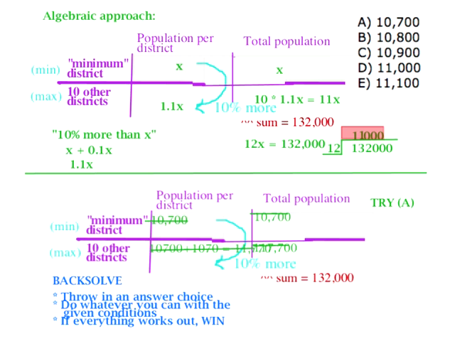If we do it with other choices, we can just keep going until we win or lose. If we try B, it's 10,800. That's going to be 10,800 plus another 10%, which is 11,880.